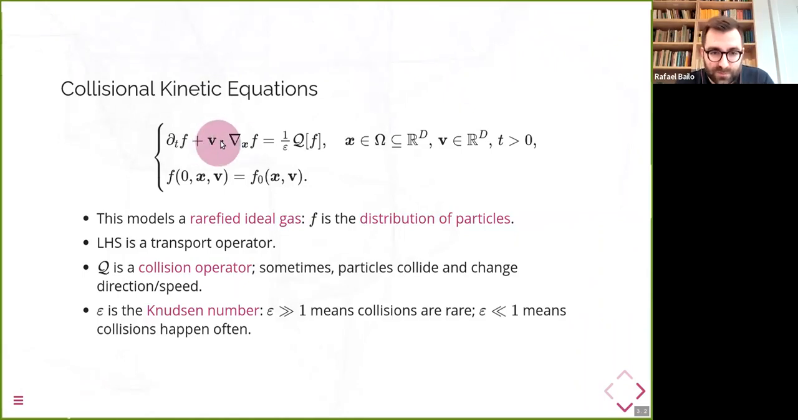So we have transport on the left, collision operator on the right, and we have this Knudsen number, this 1 over epsilon. This is defined as the mean length of the free path of the particles. So it's the average length of the path between collisions of these particles. And the intuition is a big Knudsen number means collisions are rare. So particles travel a long distance before they collide, whereas a small Knudsen number means the collisions happen very frequently. Somehow 1 over epsilon is the strength of the collision operator. So this controls the frequency of collisions.